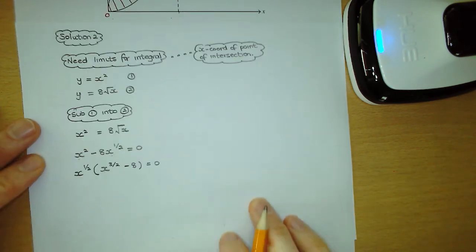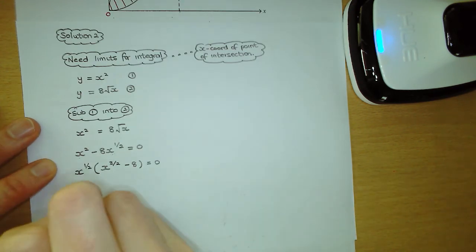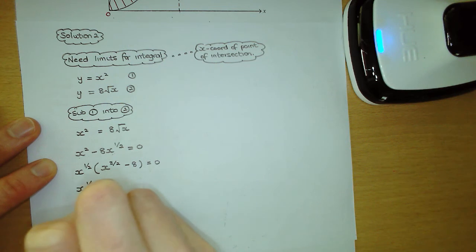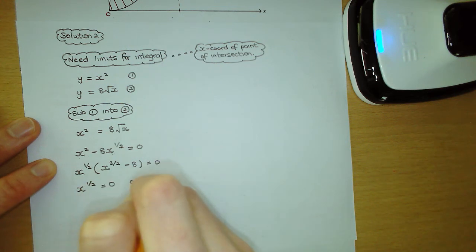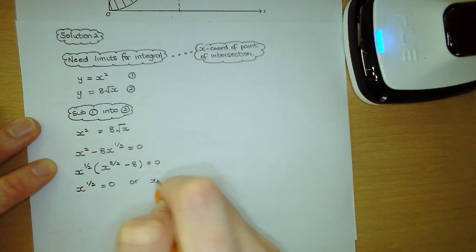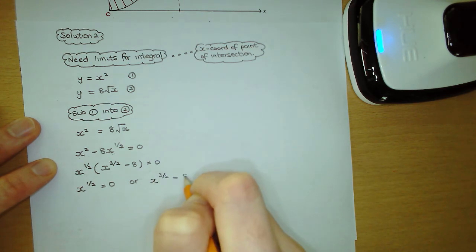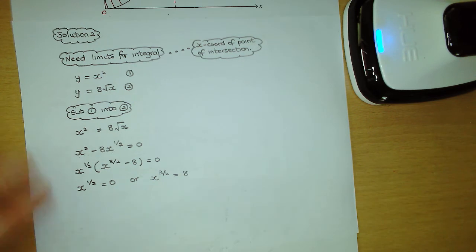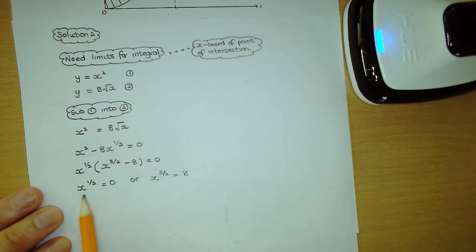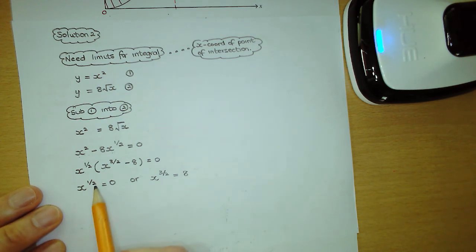So we have a product of two things equal to 0, so that means x to the power of a half equals 0, or the bracket equals 0. In other words, x to the power of 3 over 2 is equal to 8. Okay, how do we solve these equations? How do you solve an index equation where it's the base that's unknown? Well, all you simply do is take the reciprocal power of the other side. So to make this power 1, we take the reciprocal power of the other side.